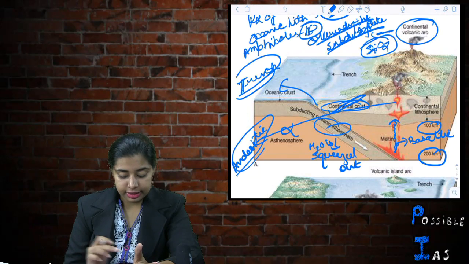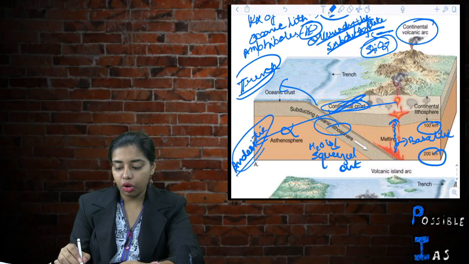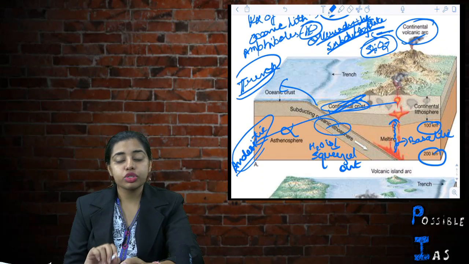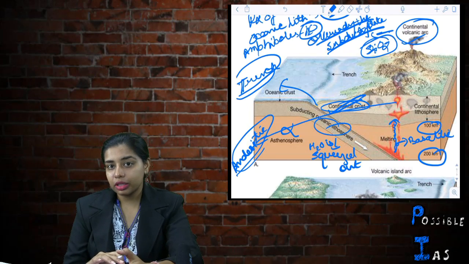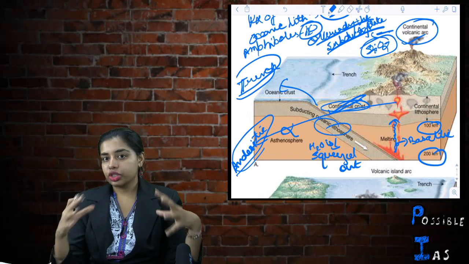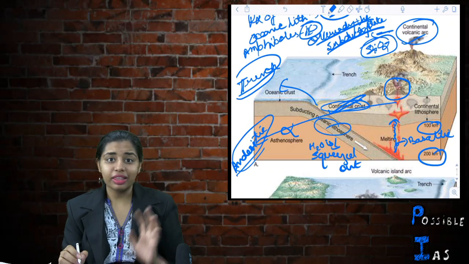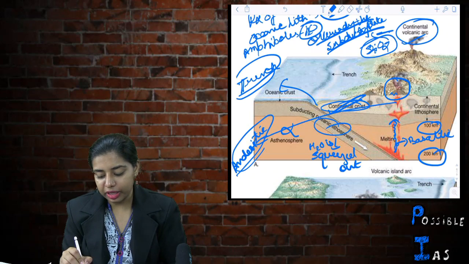So these are andesitic magmas which come to the surface of the earth at the continental volcanic arc. Now what will happen? These magmas are thick, so they will build up in the chamber. So these magmas are coming, and they are very thick, so they don't tend to move up very quickly.